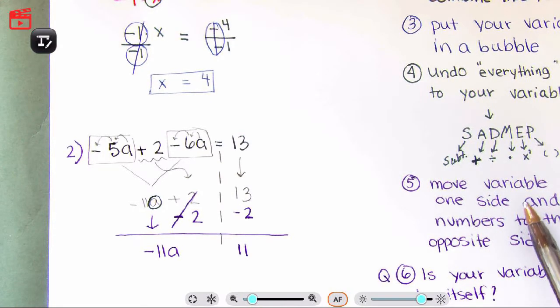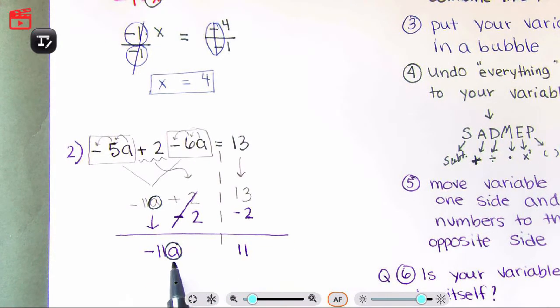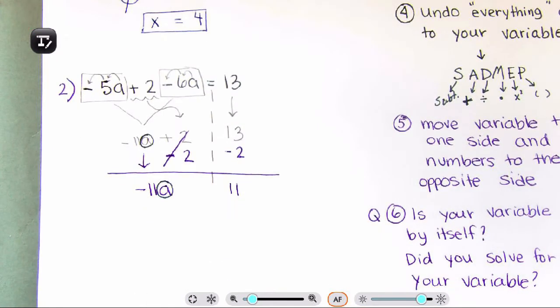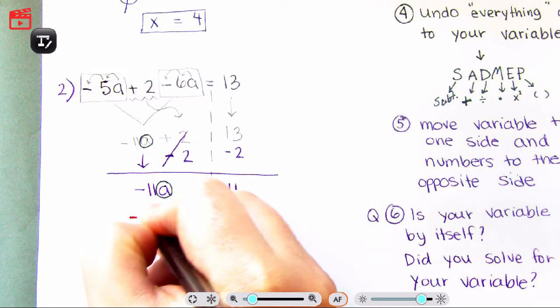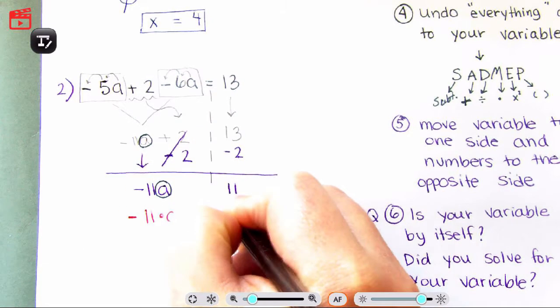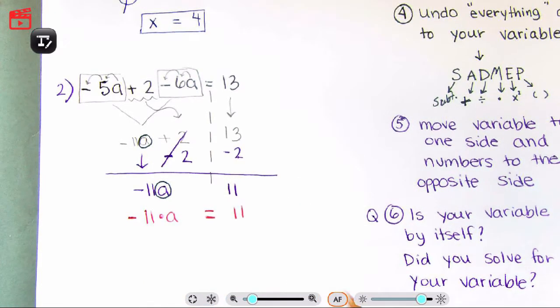Okay. Step number 5, move the variable to one side and the numbers to the opposite side. So my variable is still in the bubble. It's on one side. My number is on the other side. 11, negative 11, this one right here is still attached to a. We haven't done anything with it. So we have to undo this negative 11. Again, how are numbers and letters attached here? By multiplication. So I'm going to rewrite this as negative 11 times a is equal to 11. Don't forget that your dashed vertical line is representing your equals.